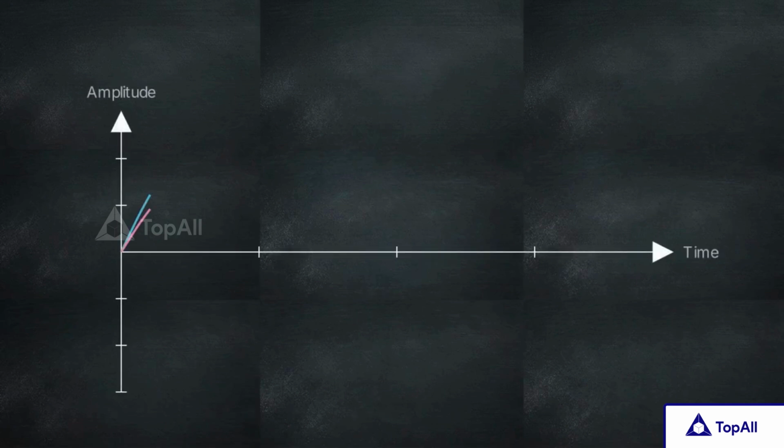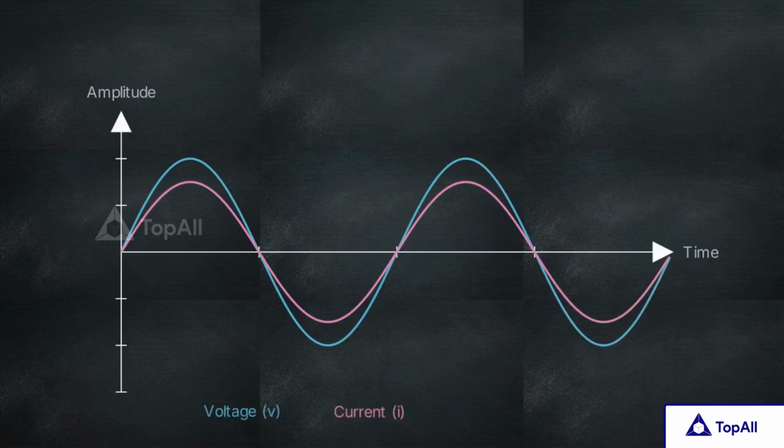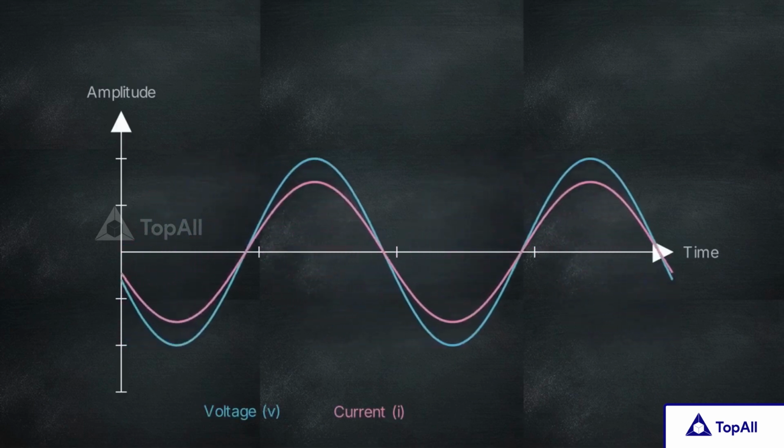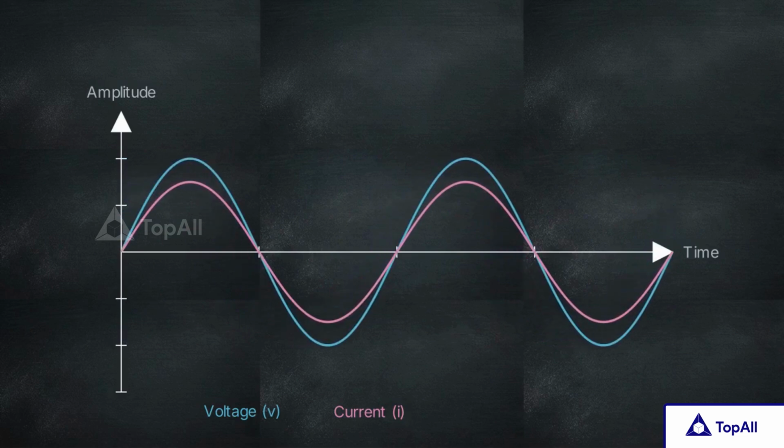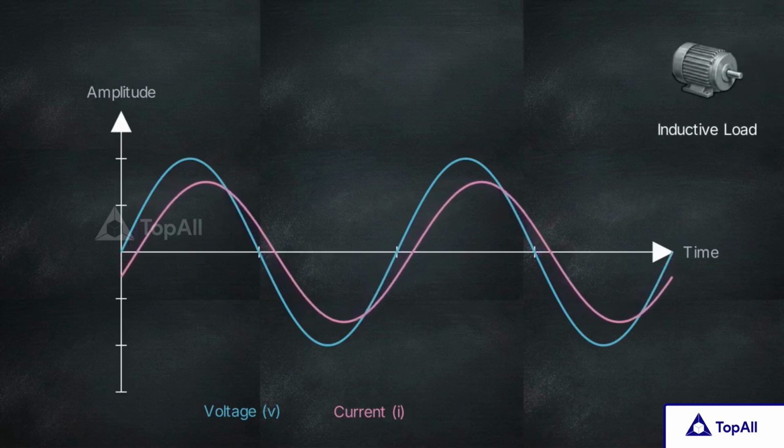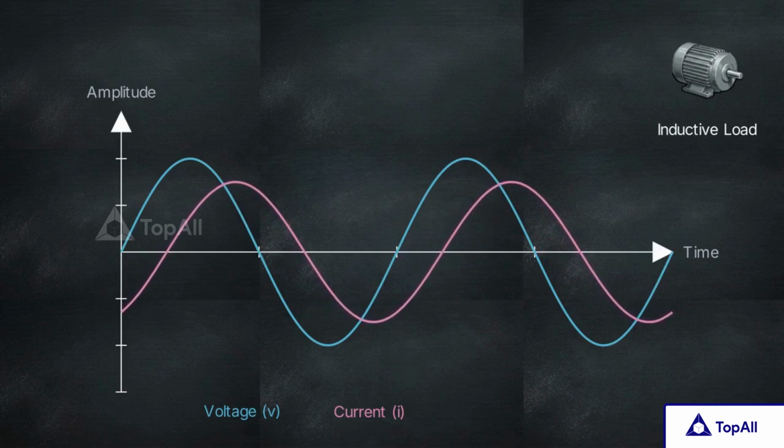Unlike the steady, one-way push of a battery, AC voltage and current constantly reverse direction, oscillating back and forth in a smooth, continuous sine wave. But depending on what is plugged into the grid, these two waves do not always line up. Certain circuit components, like the heavy motors in industrial machines, delay the current. As the current wave shifts out of sync with the voltage wave, it creates a physical gap between their peaks. We call this gap the phase angle, denoted by the Greek letter phi.